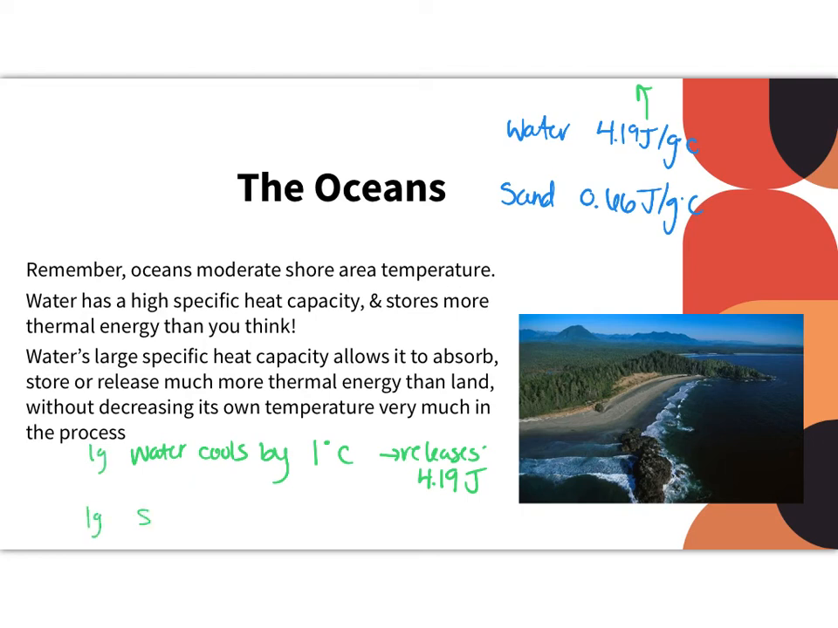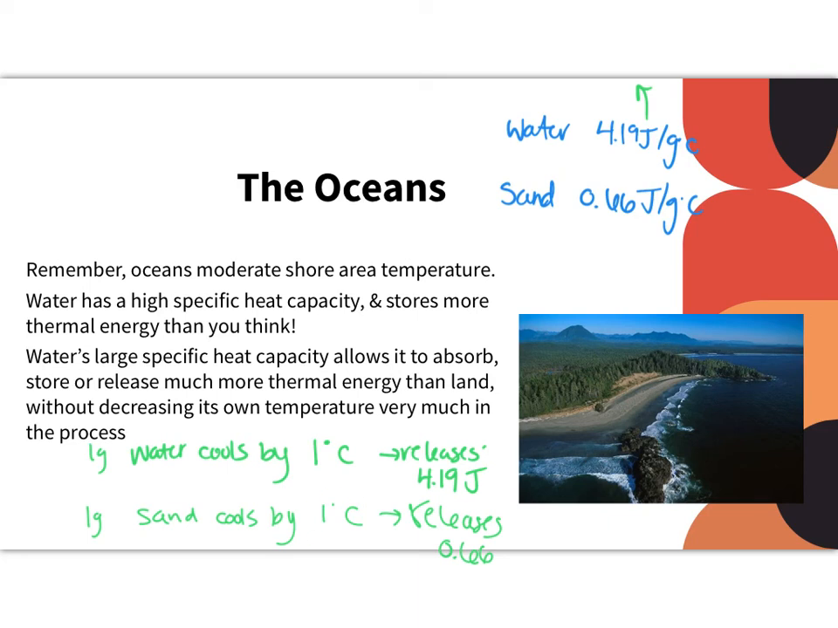When 1 gram of sand cools by 1 degree Celsius, it releases 0.66 joules. Now, we know that because sand has a lower specific heat capacity, it gives off less energy. So when water cools by 1 degree Celsius, we get lots of energy. To get the same amount of energy out of sand, we either have to cool lots more of it or we have to cool it by more degrees.